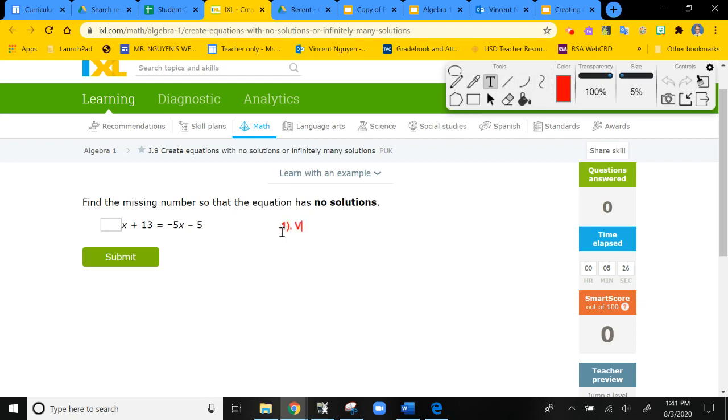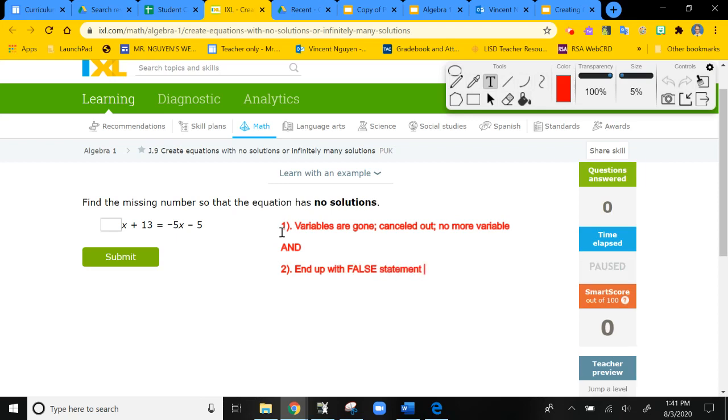First, the variables are gone. They disappear, they cancel out. No more variable. So that's the first thing you will notice. And then notice this is an "and," that means both of these things have to happen, and you end up with a false statement.